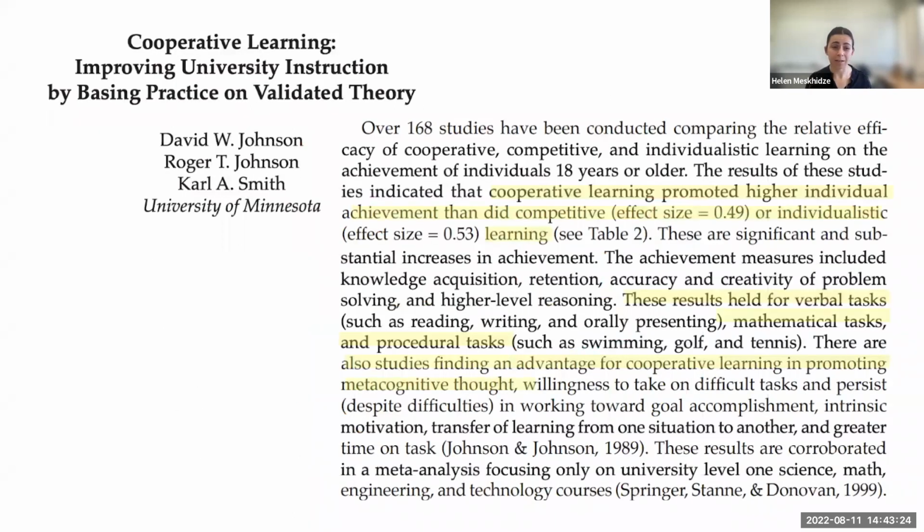Another form of active learning is cooperative learning, or students learning together. I'll also give you some stats from a paper on cooperative learning. They say that cooperative learning promoted higher individual achievement than competitive or individualistic learning. These results held across verbal, mathematical, and procedural tasks. It also promoted metacognitive thought, which is thinking about your thinking. Students that exhibit metacognition tend to do much better in their courses.